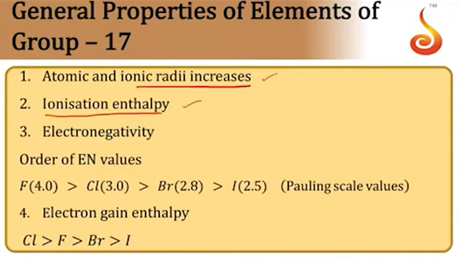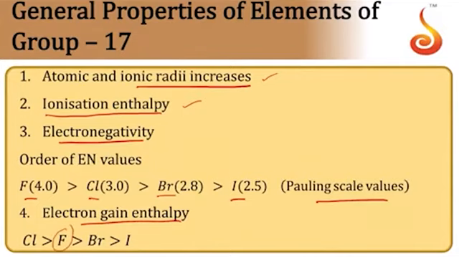Electronegativity, they are highly electronegative elements in the periodic table, and the order of EN values, fluorine being the highest in the complete periodic table. So fluorine, then more than chlorine, then bromine, then iodine, and all the values are according to Pauling scale values only. Electron gain enthalpy, being small size, they have a higher electron gain enthalpy, but exception is fluorine.